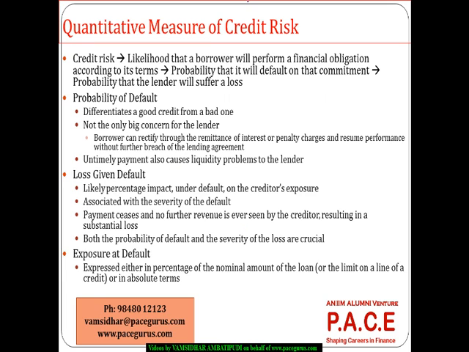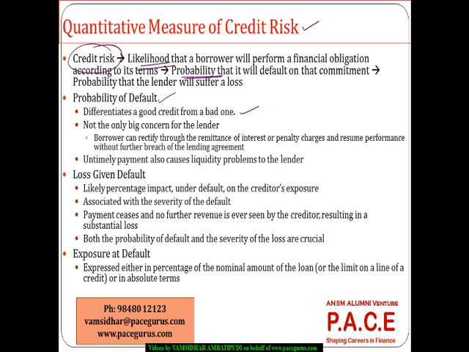Then, taking on the quantitative measure, if I have to do a quantitative measure of the credit risk, what are the different elements that go into it? First of all, a definition of the credit risk: the likelihood that the borrower will perform a financial obligation, or it's finally tending to the probability that it will default on the commitment, which will lead to the probability that the lender will suffer a loss because of the default of the borrower. So here the probability of default of the borrower on the obligation is a very important aspect, which is what is going to differentiate a good credit from a bad one.